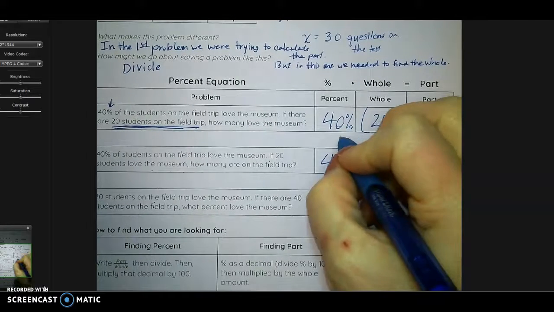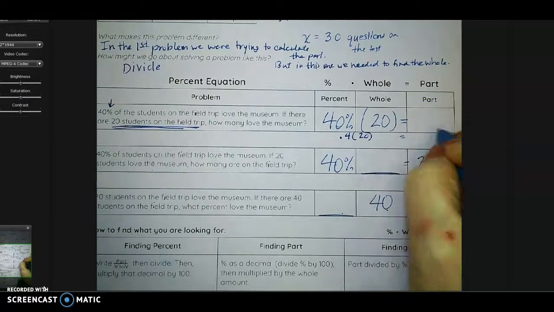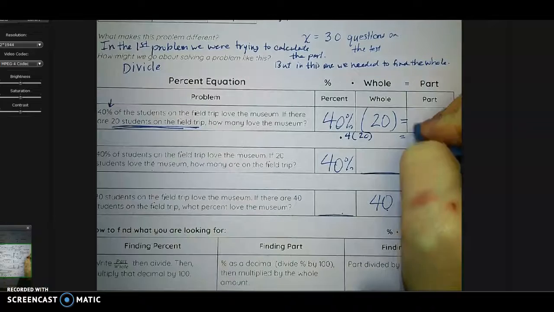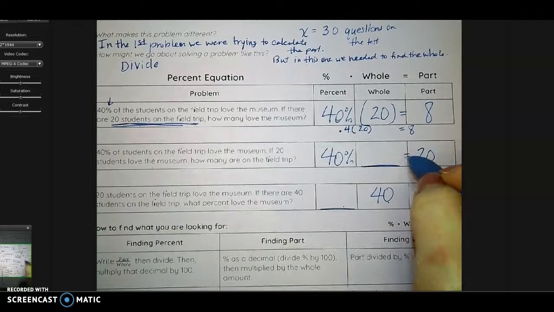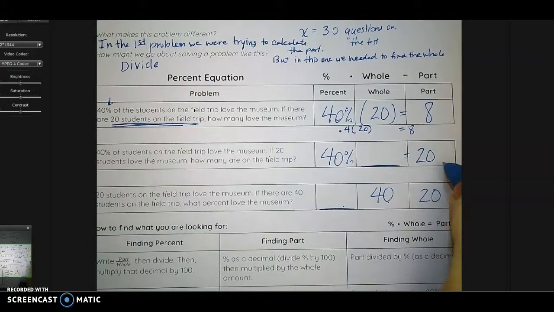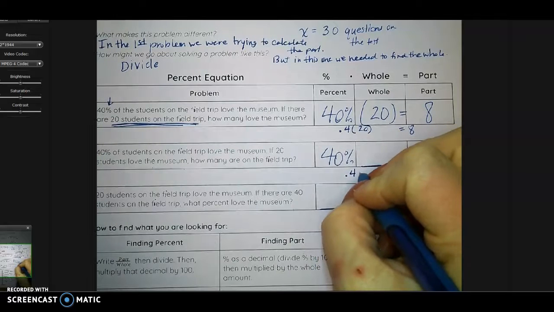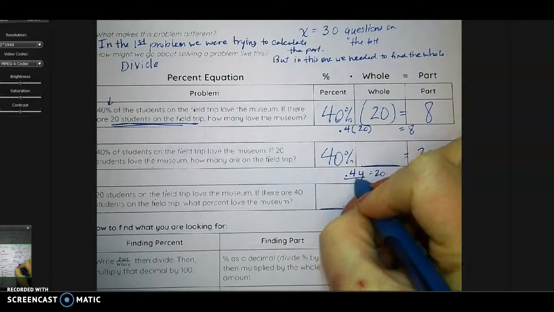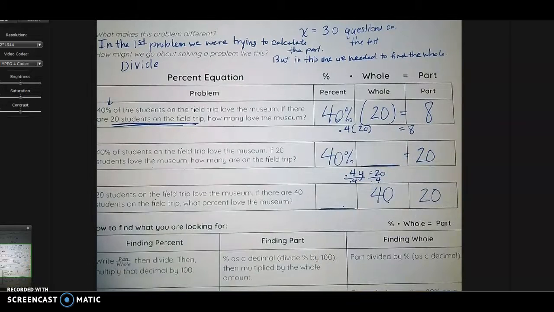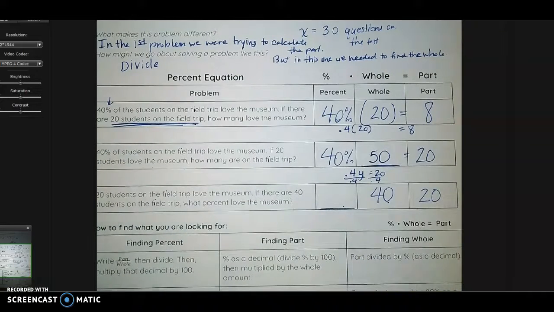So for this first one, I would do 0.4 times 20, which would get me 8. So 8 students loved the museum out of the 20. For this next one, I don't know how many students went, but I know 20 of them loved the museum, and 20 is 40% of something. So 0.4 times something I don't know, so I'm just going to use a variable. I know that if I'm multiplying here, I have to divide to solve it, which means there must have been 50 students on the field trip.